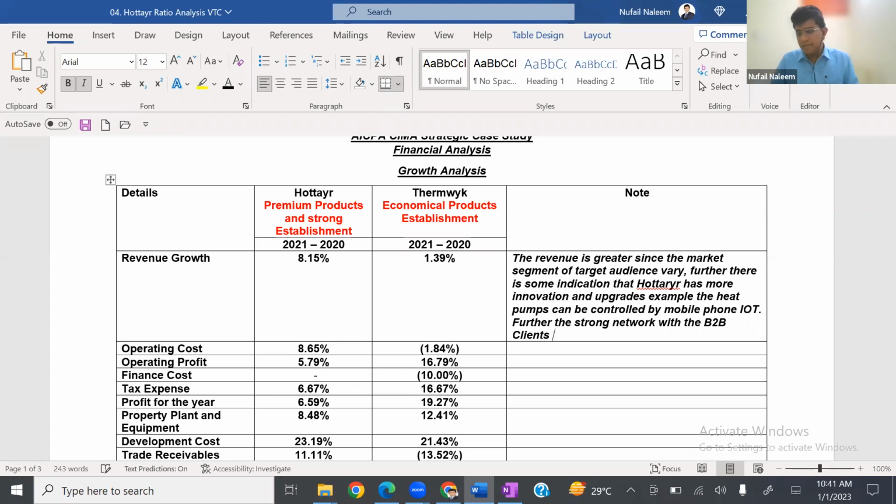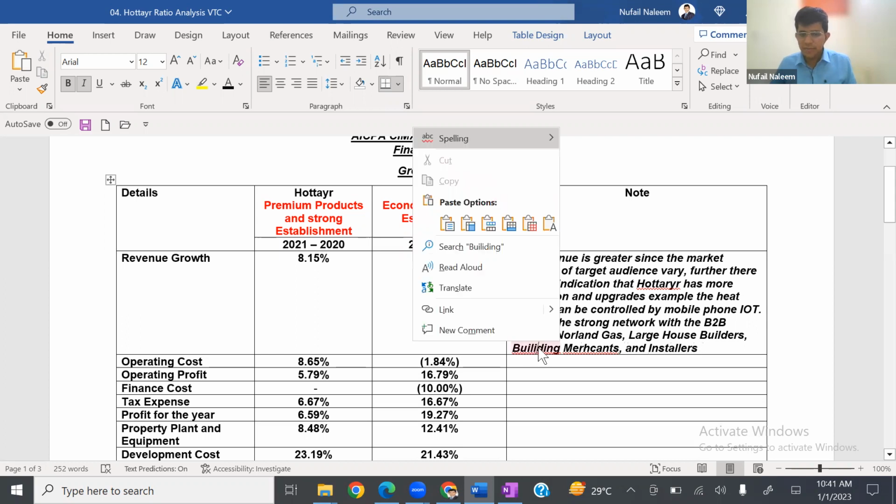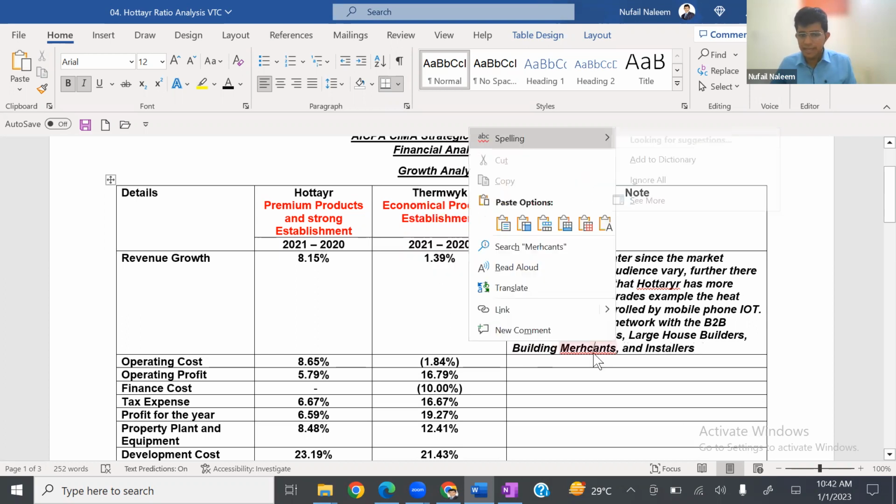Correct, no, Anushka? Because although our product is going directly to the consumer, it is going through the B2B network. Example, like Nolan Gas. And then we have something called large house builders. Correct, students, if I'm not mistaken. Large house builders. And the final one, if I'm not mistaken, is the contractors, right? Building contractors, building merchants, right? Building merchants, and also installers. Because students, these are the major methods by which this product is reaching the hands of the people.